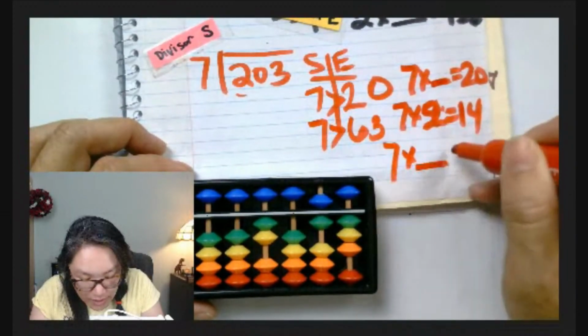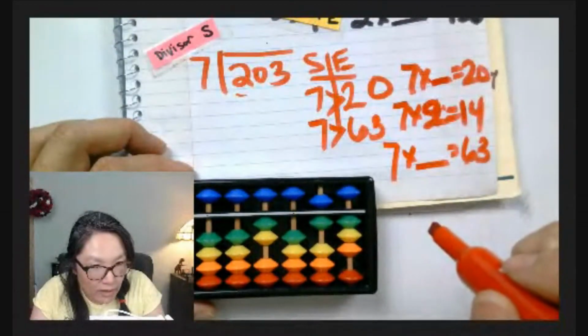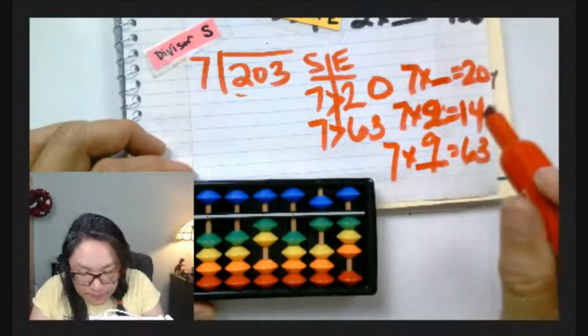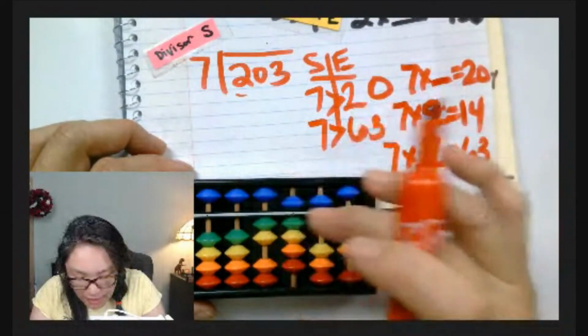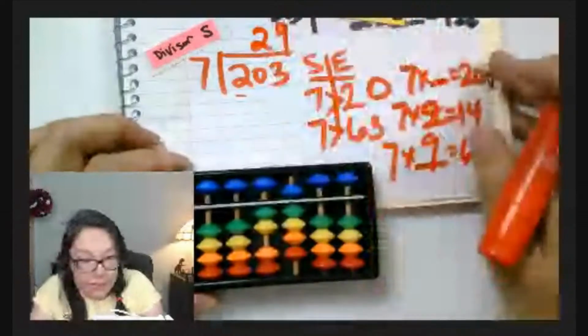7 times what is equal to 63 or less? I think that's 9, right? That's 9. So I put my 9, and my final answer is 29. So I do 29.